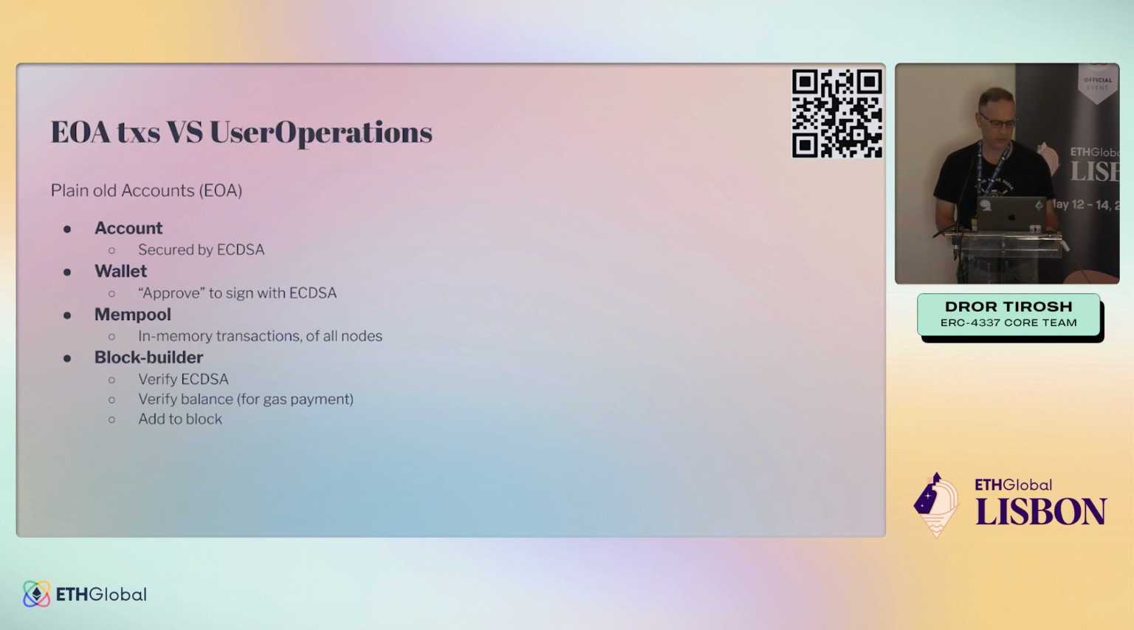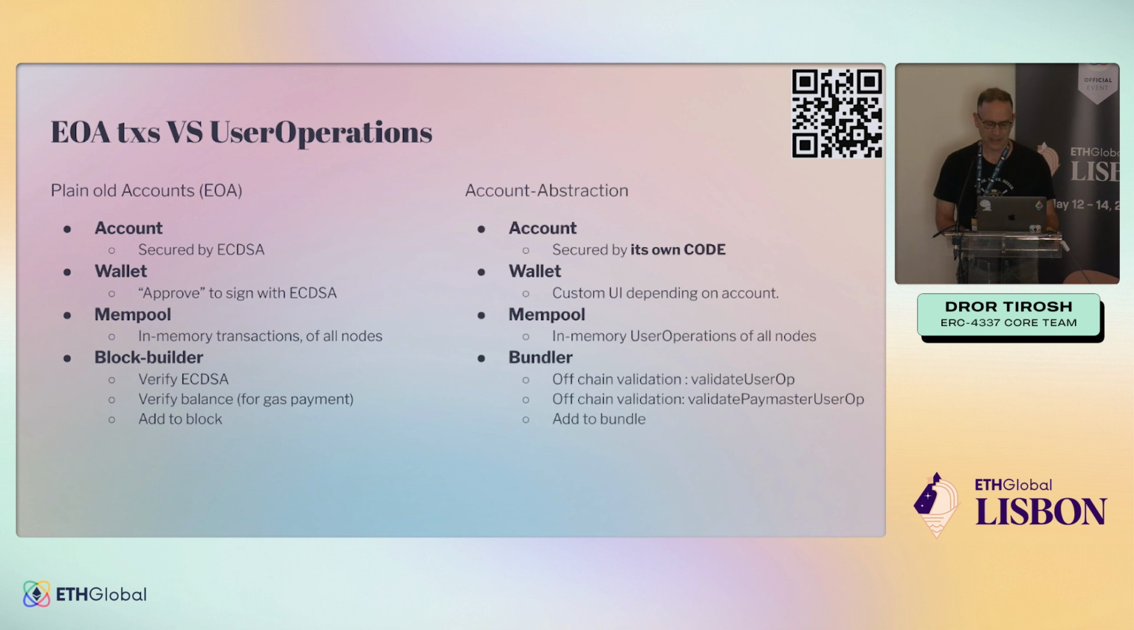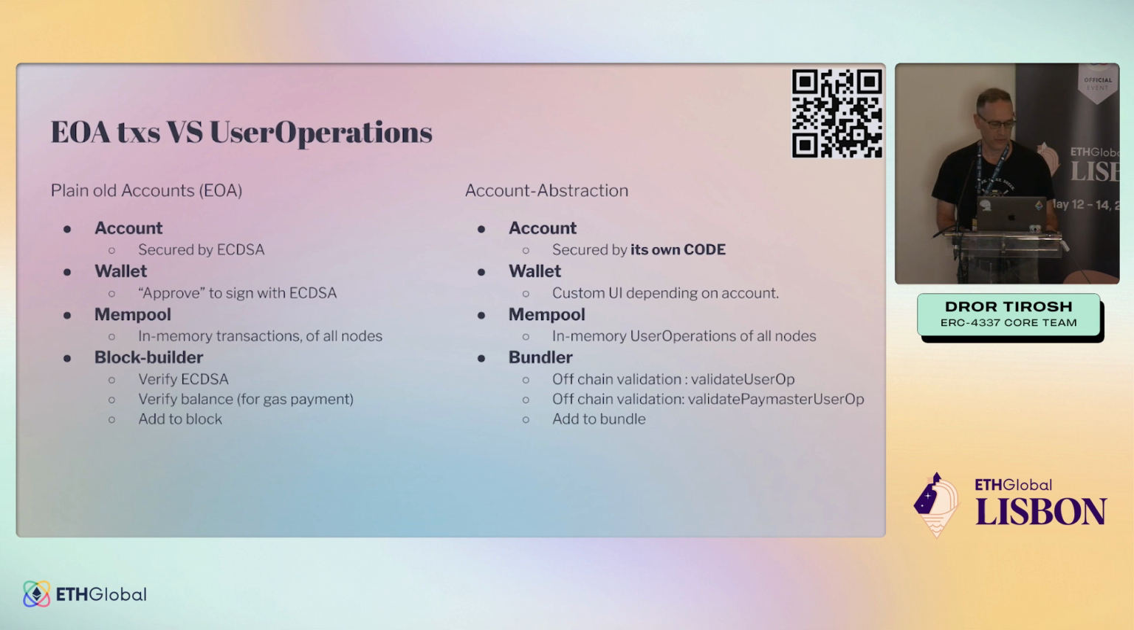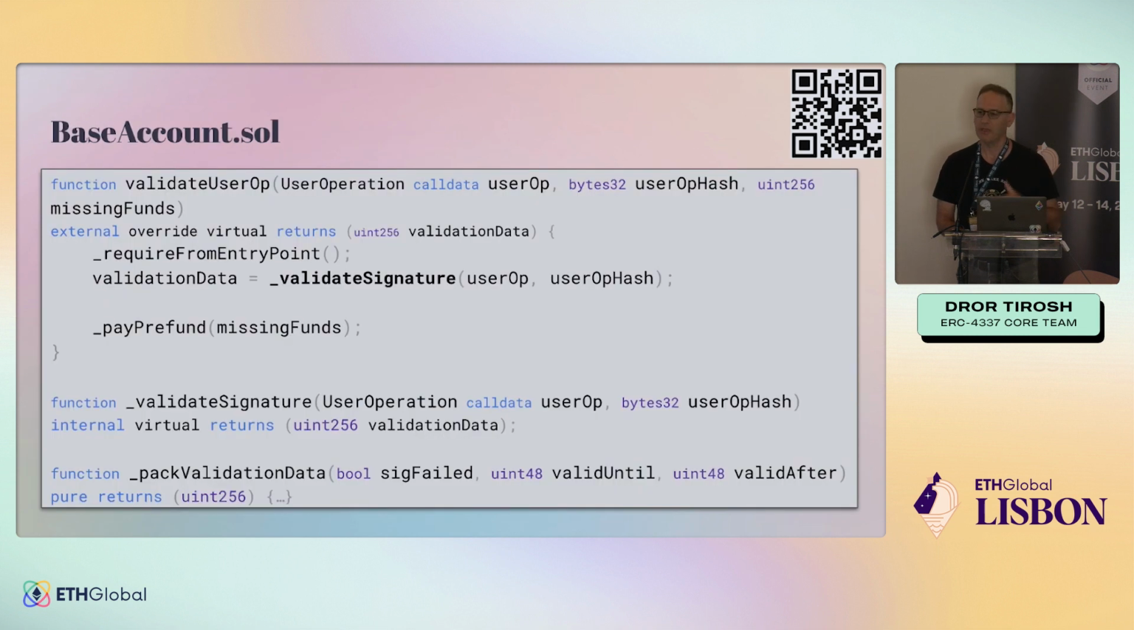Again, this is basically repeating what I said about comparing an EOA account with an account abstraction account. Secured instead of by protocol, it's secured by code. Validate, we can do whatever validation we like. It's not only accept or reject a single transaction. Memory pool, quite similar for different entities. And the block builder, instead of performing protocol-specific code, runs the validation code.